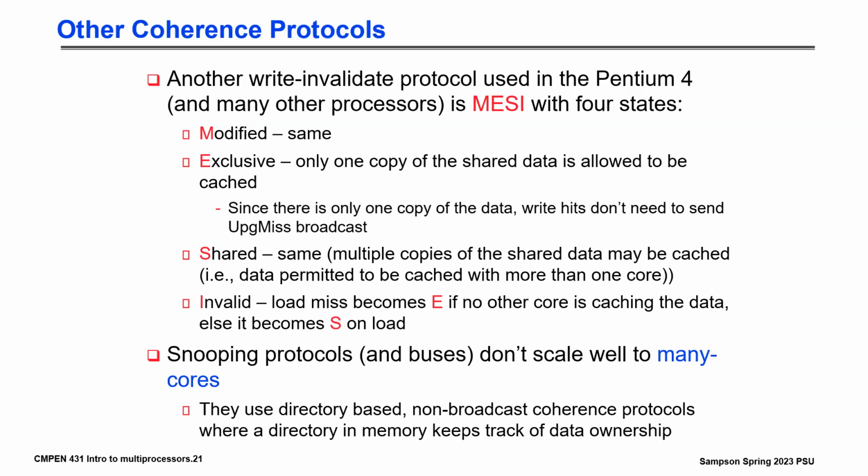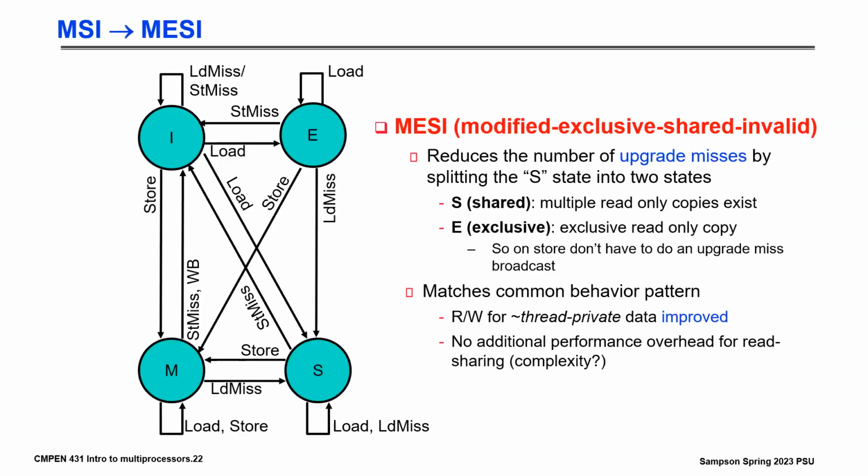But you can make versions of all of the things you've seen work on more complicated network topologies like meshes using directories and so forth. If you find that interesting, take 530. We're going to stop at snooping bus-based in this class. So we'll go on to MESI.